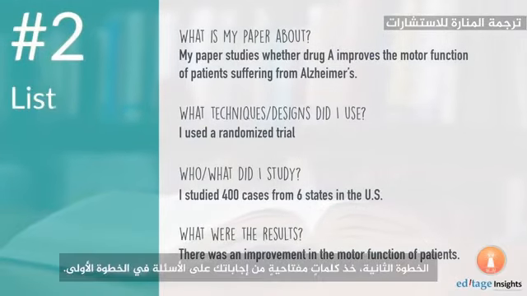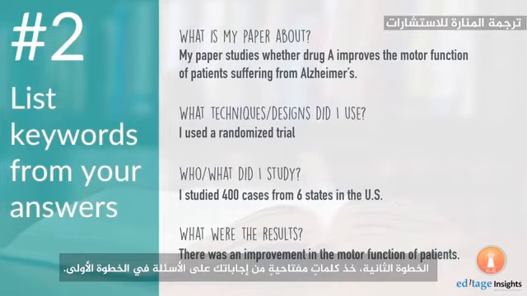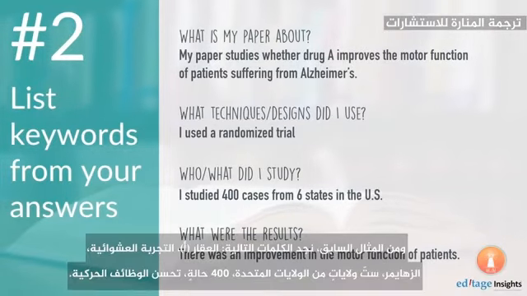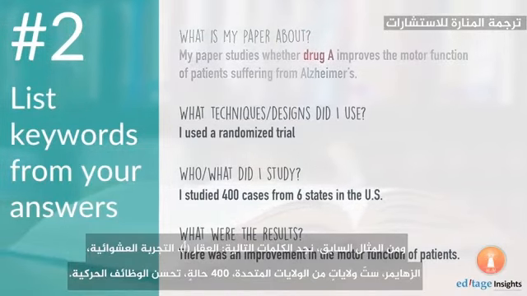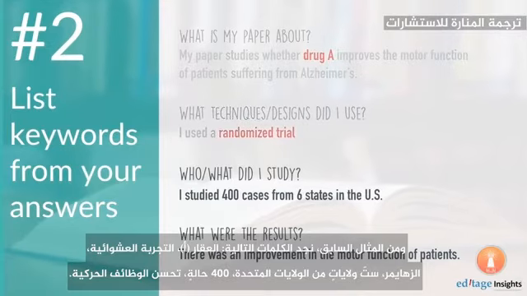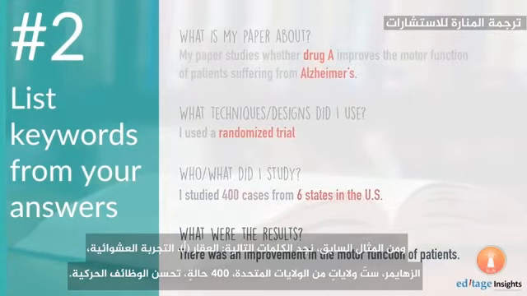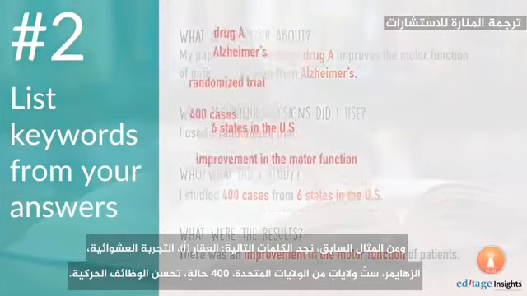Step 2. List keywords from your answers in Step 1. From the previous example, we get some keywords: drug A, randomized trial, Alzheimer's, 6 states in the US, 400 cases, improvement in the motor function.